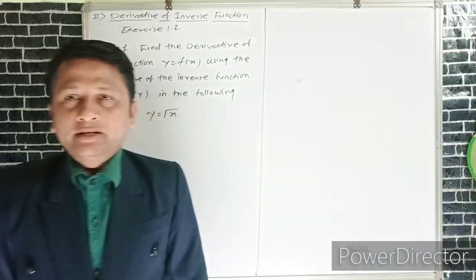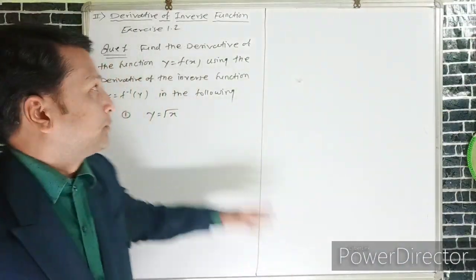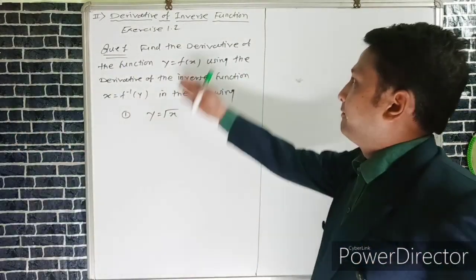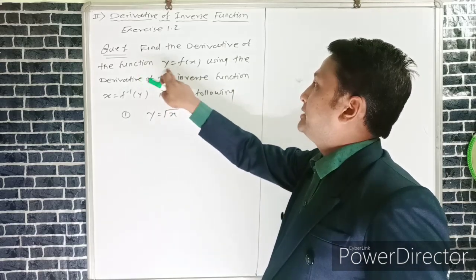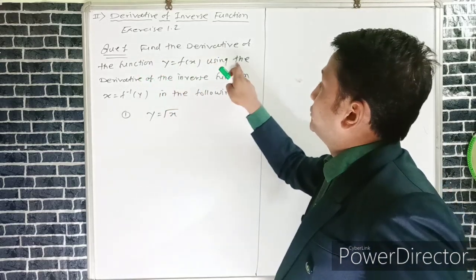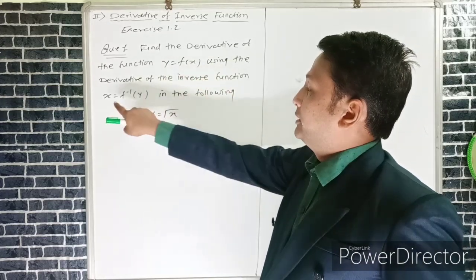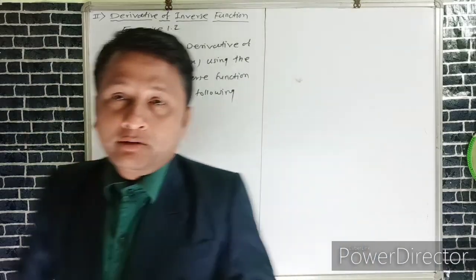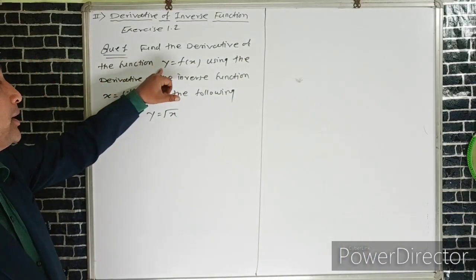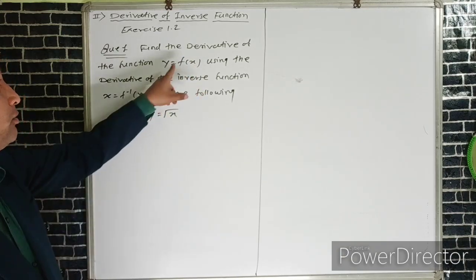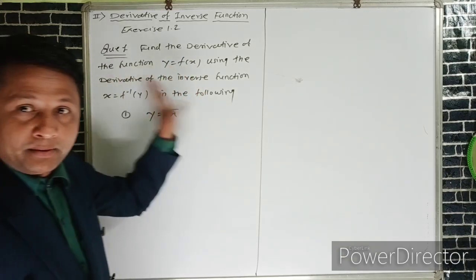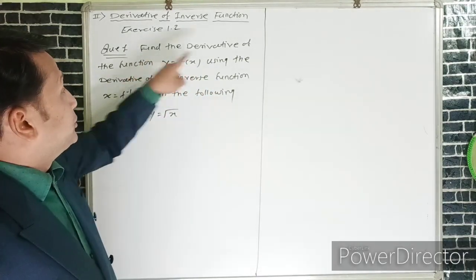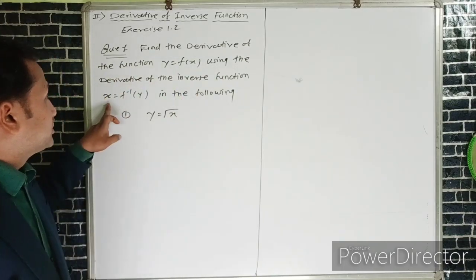We start the next exercise, which is exercise number 1.2. In this, question number one is: find the derivative of the function y is equal to f of x using the derivative of the inverse function x is equal to f inverse of y. It means that here we have to find the derivative of y with respect to x, that is dy by dx, but we have to find this dy by dx using the derivative of the inverse function.